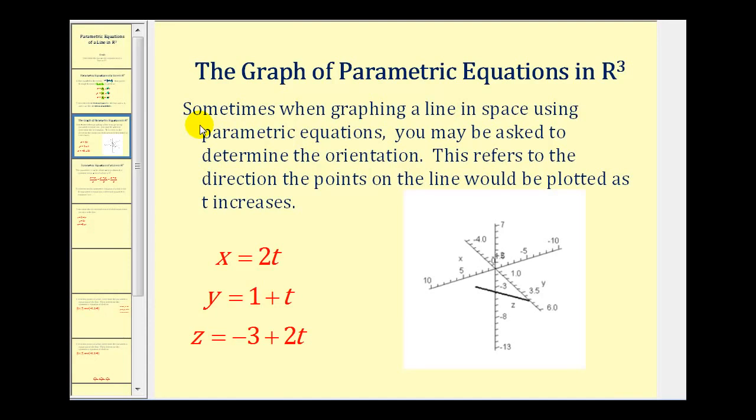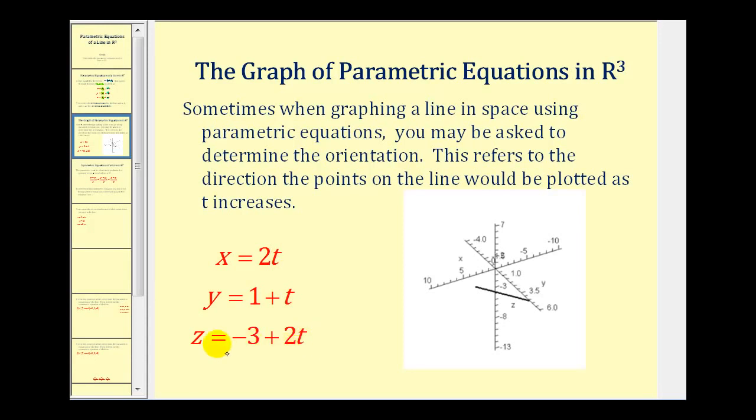Now there's one more thing we need to talk about before we take a look at some examples. Sometimes when graphing a line in space, using parametric equations, you may be asked to determine the orientation of the line. And this refers to the direction the points on the line would be plotted as t increases. So here's the graph of the line defined by x equals 2t, y equals 1 plus t, and z equals negative 3 plus 2t. We can see that as t increases, all three of these coordinates will also increase because the coefficients of all of the t terms are positive.